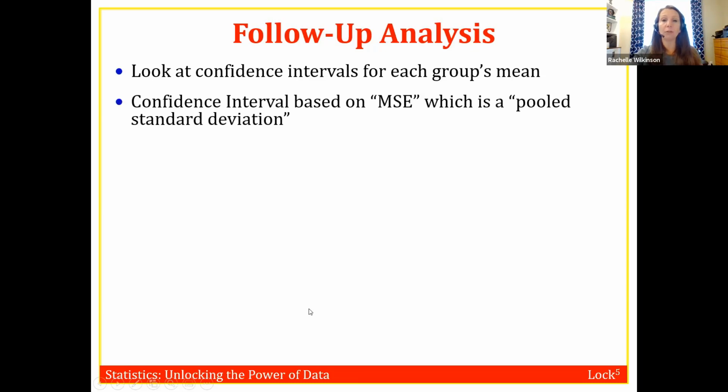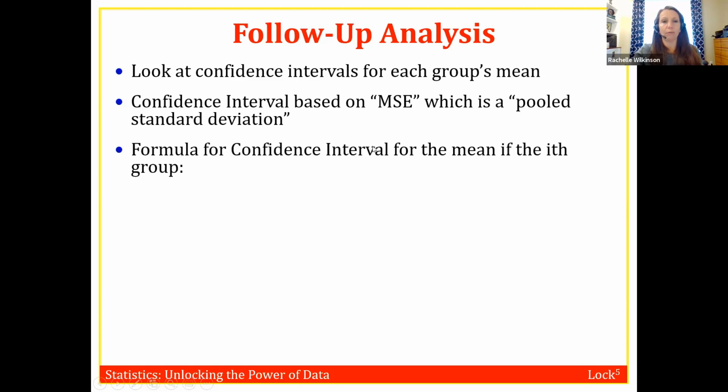Rather than being done individually for each group based on their own standard deviations, because we've already met the condition of equal variability, we can get a better estimate of variation by using a pooled standard deviation. That pooled standard deviation is called MSE, or the mean squared error. I'm going to show you how to find that and how to use it in our confidence interval formula.